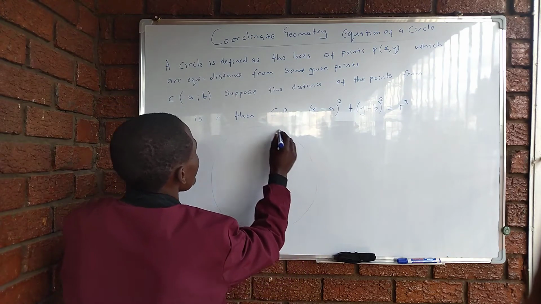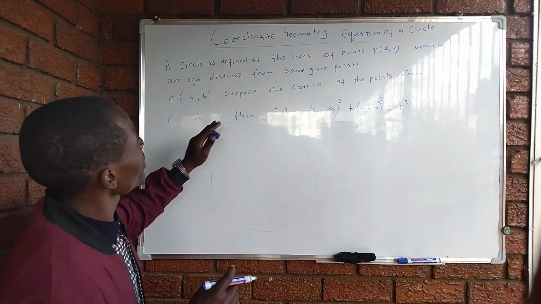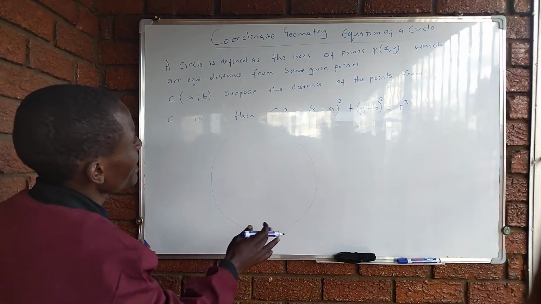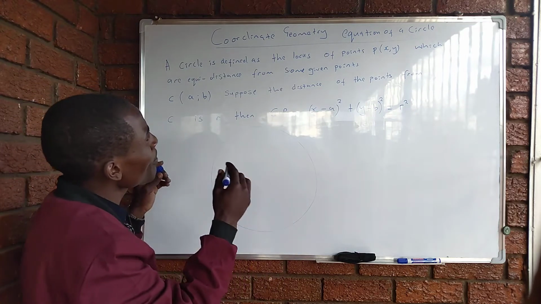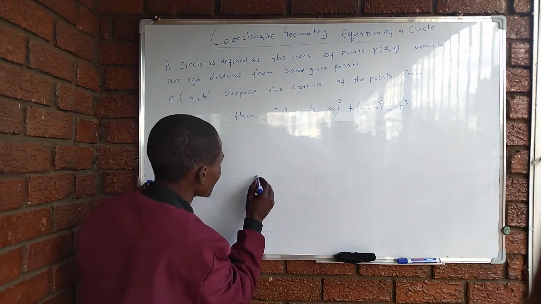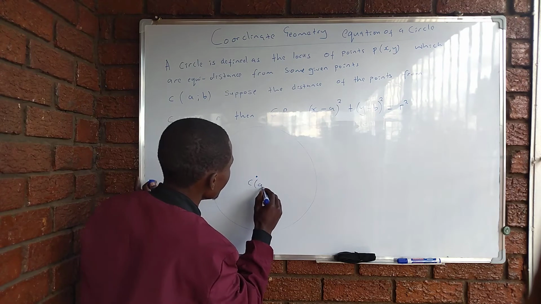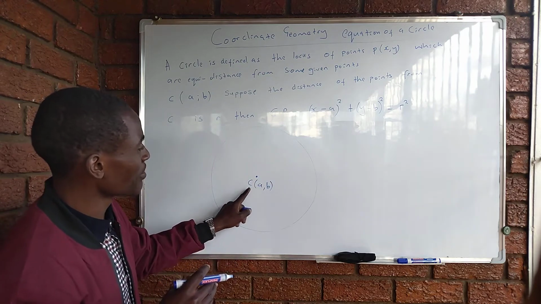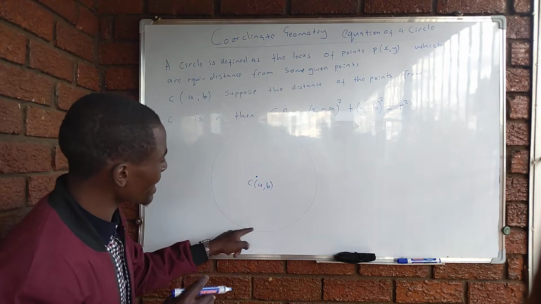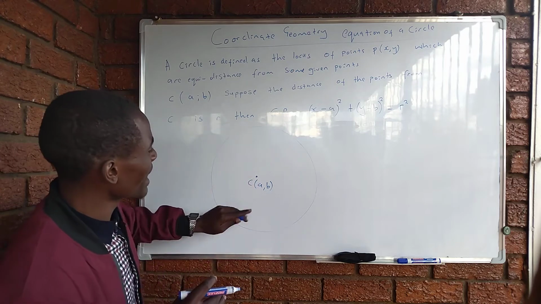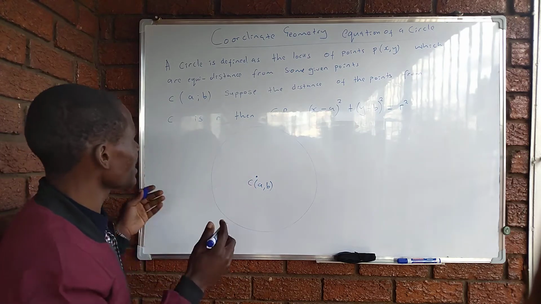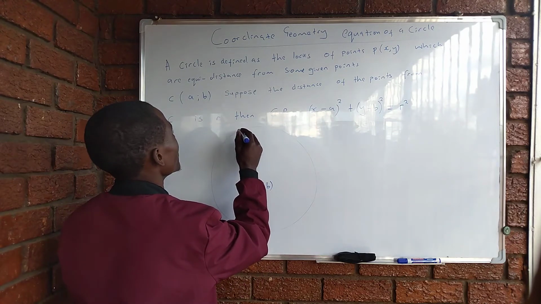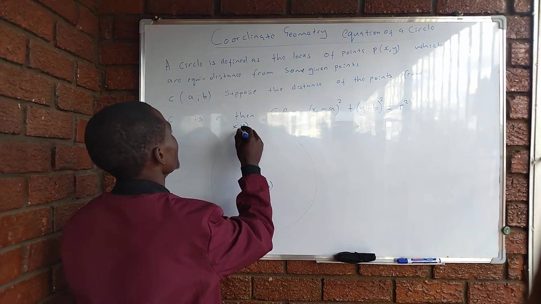We have a circle like this one, right? So we have some points. We have points P, any point along the circle, which is equidistant from this point C, with coordinates a and b. So we have many points which are equidistant from this point. The points along this line are equidistant from point C, right? For example, the point P here, which is (x, y).